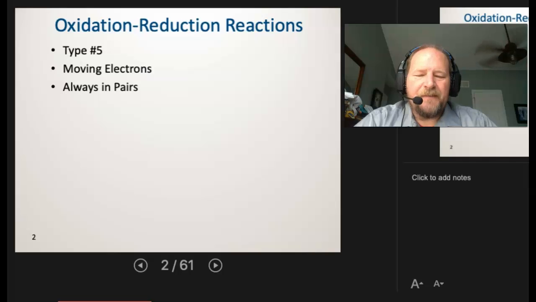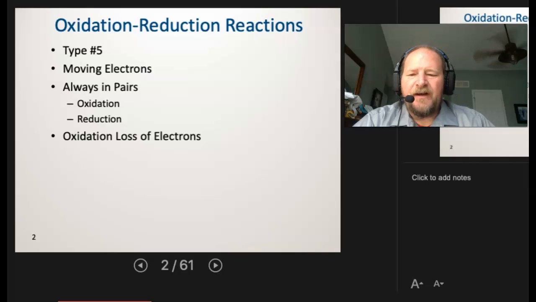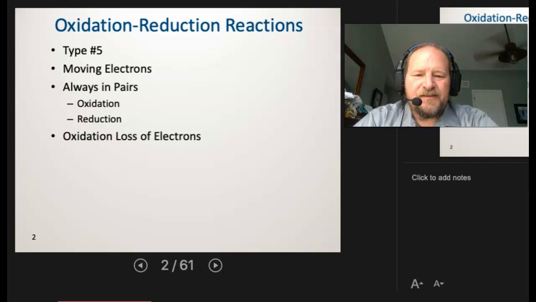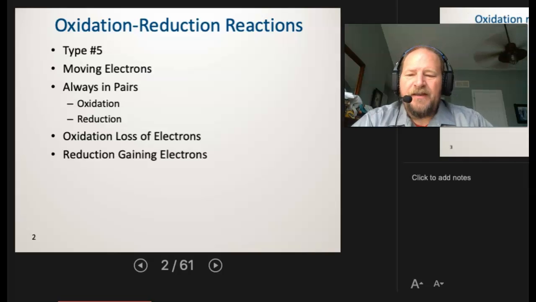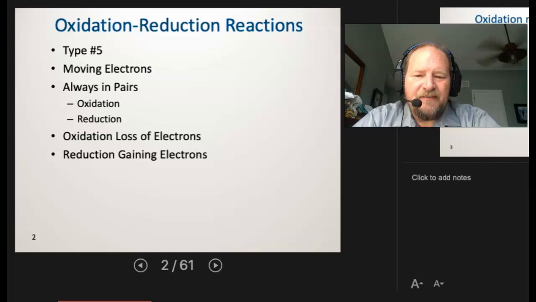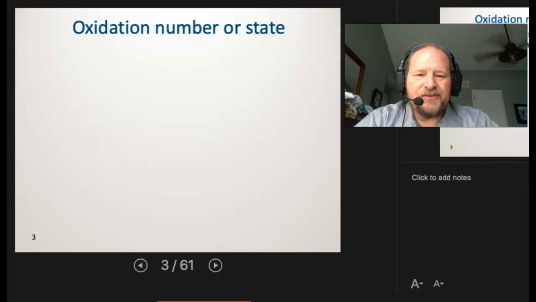Now they always have to come in pairs. So oxidation is one half of the reaction, reduction is the other half. All right. Oxidation is the loss of electrons. So one of the metals or one of the nonmetals is going to lose electrons. We know that's probably going to be the metal, right? Metals typically are the ones that get oxidized. And then reduction is going to be gaining those electrons. So the same electrons are being lost by one of the atoms there, and then a different atom is gaining those same electrons. All right, and that's oxidation and reduction.